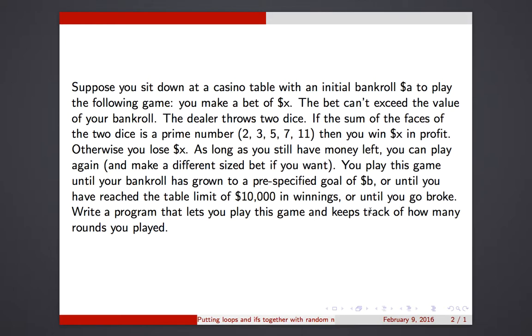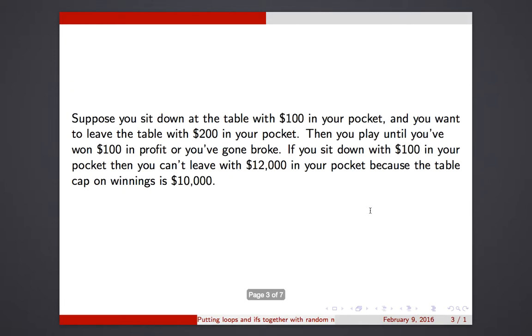Okay, so let me just show you an example of gameplay first. Suppose you sit down at the table with $100 in your pocket and you want to leave with $200 in your pocket. Then you will play until you've got that $200 in your pocket, or you've gone broke. So if you sit down with $100 and you tell yourself, if I have $200, I'm going to leave, that means it's impossible for you to reach the table winnings cap of $10,000.